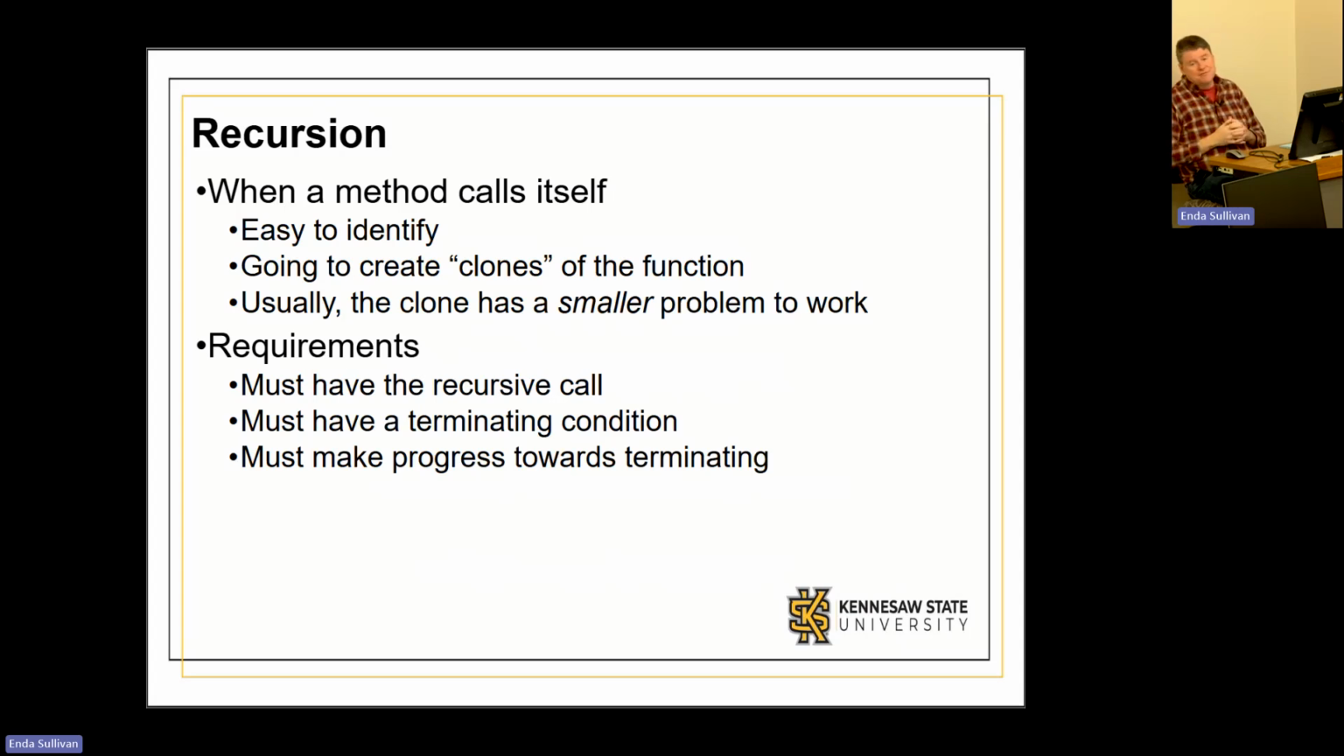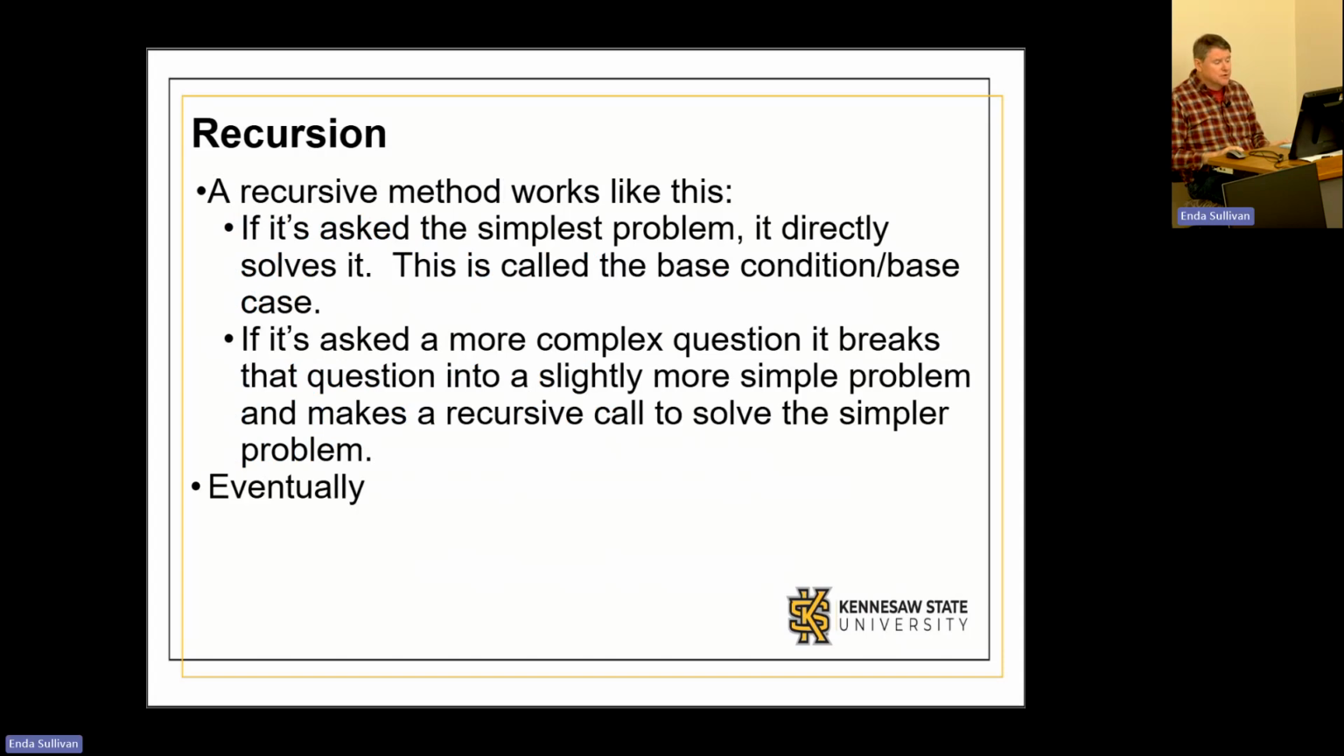So in the example of factorial, the terminating condition is the factorial of 1, because by definition, the answer is 1. The recursive calls are, to get to the factorial of 72, you need the factorial of 71. That's the recursive call. You're calling factorial while you're in the middle of writing factorial. Okay, so a recursive problem works like this. If you're asked the simplest problem, which is what is the factorial of 1, then you just give it the answer.